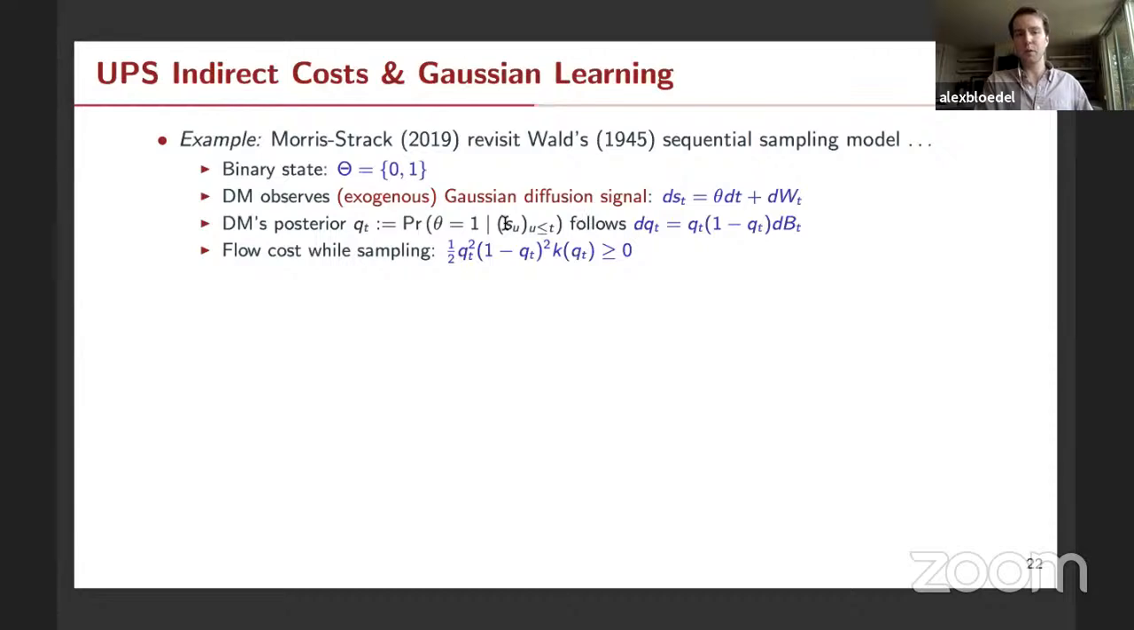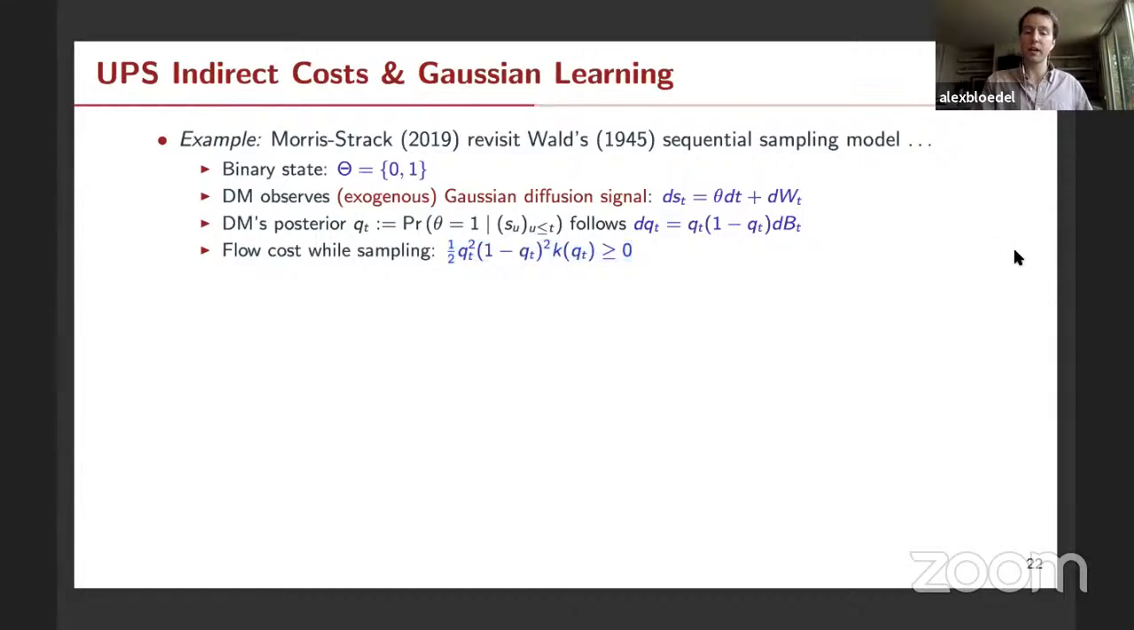And the decision maker's posterior that the state is equal to 1 also follows a diffusion. This is a standard result. And the decision maker's flow cost while sampling is given by this flow cost K that might depend on her current belief times the flow variance of her posterior belief. So this K basically represents the flow cost per unit variance in belief movement.